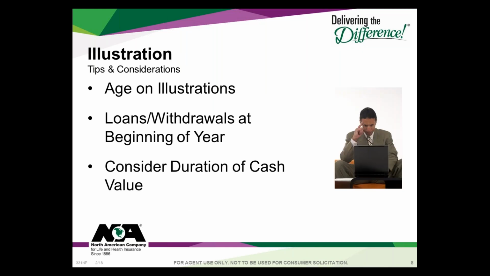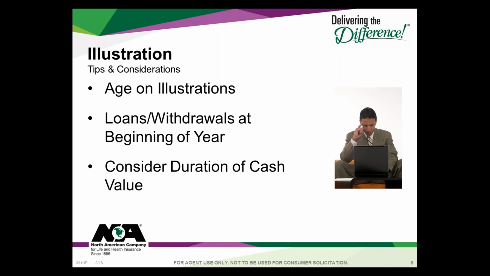A couple other tips here. Age on illustrations. We'll talk about loans or withdrawals at the beginning of the year and the duration of the cash value. When I look at age on illustrations, especially when comparing companies' illustrations, some products use age nearest and some use age last. Even within North American, some products use age nearest and some use age last birthday. So you need to be aware of that and not just type in their age.